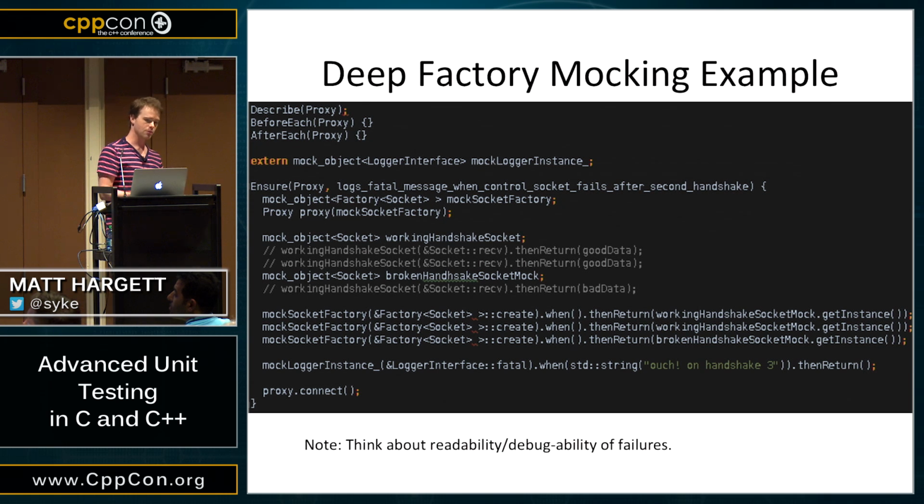So this is another Cgreen type test using mockitopp. I have a proxy object, and it takes a socket factory. And I forgot to put a get instance in there. It takes a socket factory, and so I make a mock socket factory. I pass it in as a collaborator, adding a .get instance on there if I were smart. And I need that socket factory, reading the name of the test here, ensure proxy logs fatal message when control socket fails after second handshake, right?